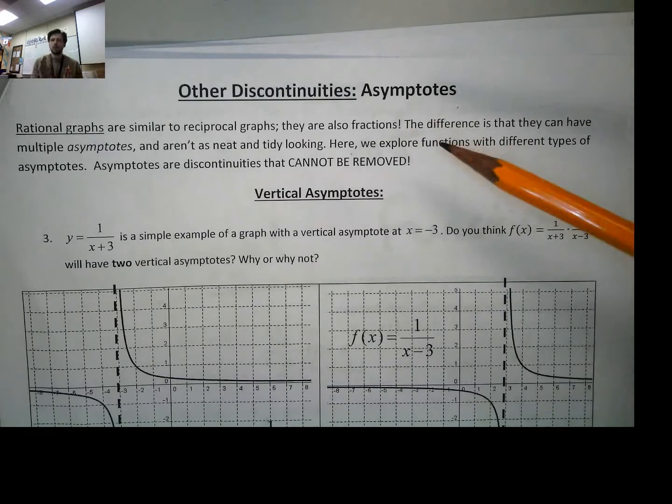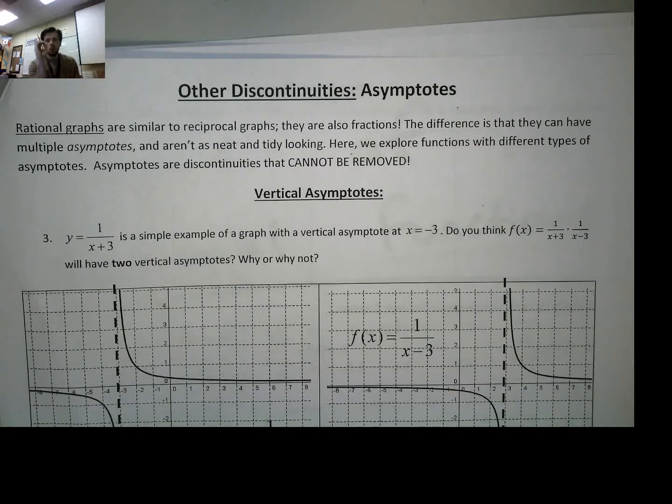Because of the fractions, like hopefully you noticed, the only time there's a hole is when you can cancel two things out. The only time there's a hole is when you can cross two terms out, top and bottom of a fraction. Other than that, if you can't cancel things out, there's an asymptote, a wall that your graph can't cross.